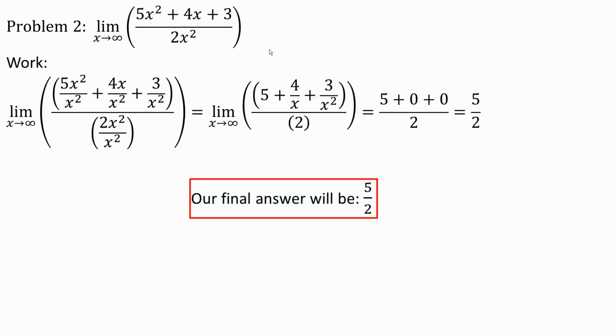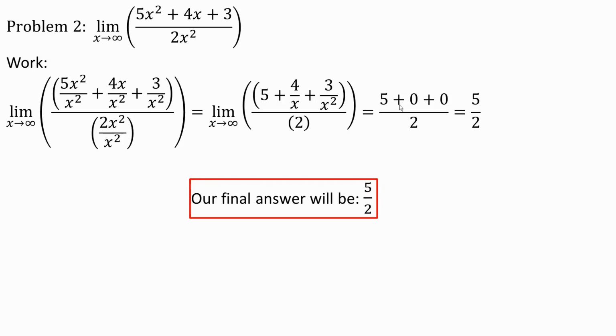So this is the second problem, and if you notice, the degrees of both the numerator and the denominator are the same, x squared, x squared. So I will first do the longer method. I divide each term by the leading power, which is x squared. So we get 5 plus 4 divided by x plus 3 divided by x squared, all divided by 2.